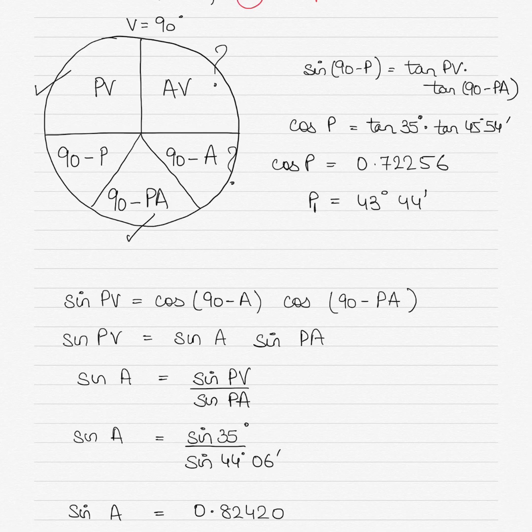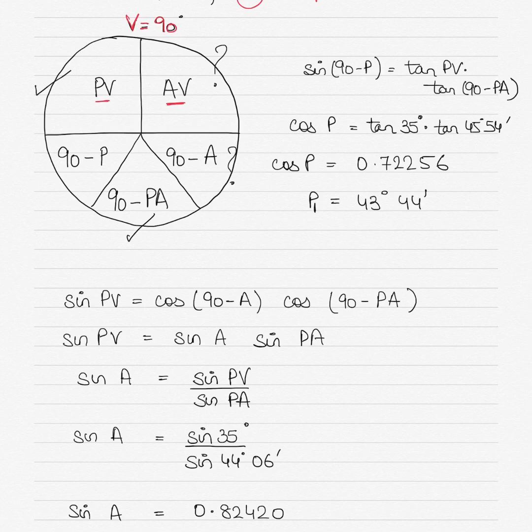So what we do is we draw the Napier's diagram, and then angle V, which is 90 degrees, comes outside the Napier's circle. The sides next to V, which is PV and AV, come next. Then the angles opposite to PV and AV, suffixed with 90 minus, come next, and then 90 minus PA is the only side left, which comes in the center of the bottom semicircle.